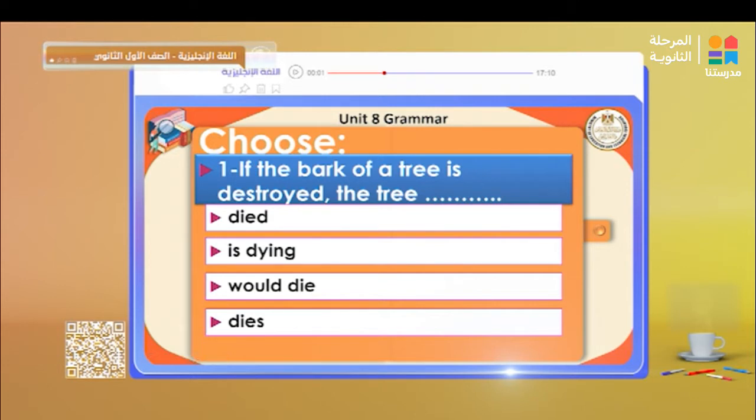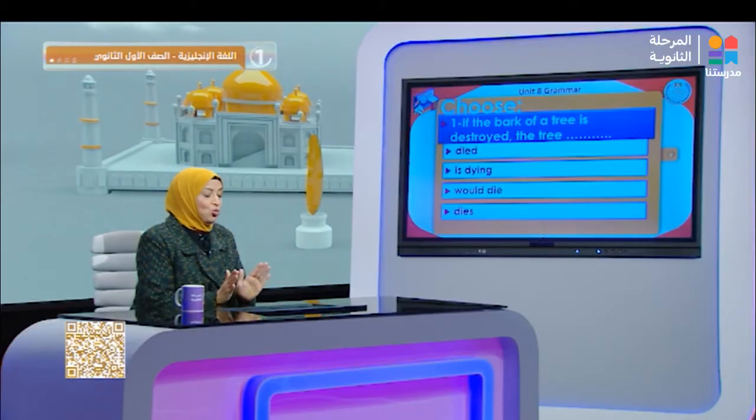Now look at this example to make sure that you understand the rule correctly. If the bark of a tree is destroyed, what is the bark of the tree? The bark of the tree is the outer covering of the tree. The rough outer layer that covers the tree is called the bark. If the bark of a tree is destroyed, the tree died, is dying, would die, dies. Of course here I am talking about a fact, something which is sure to happen.